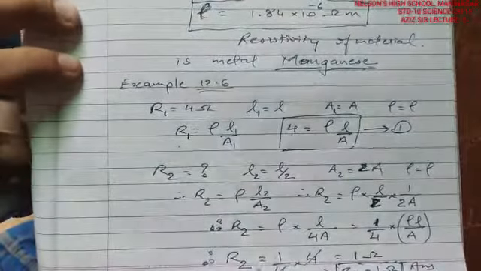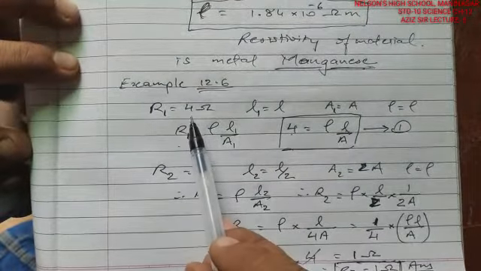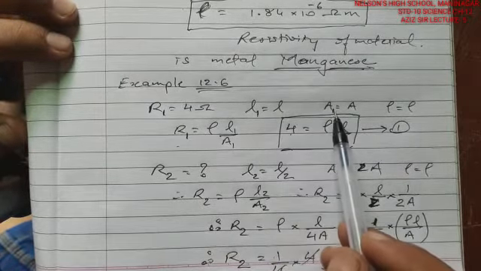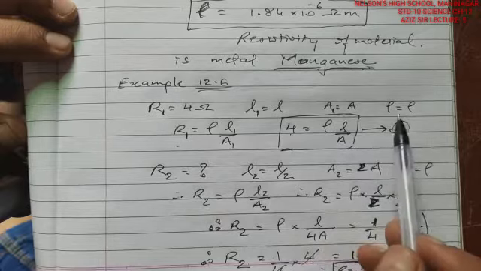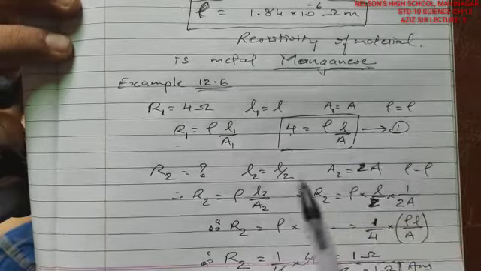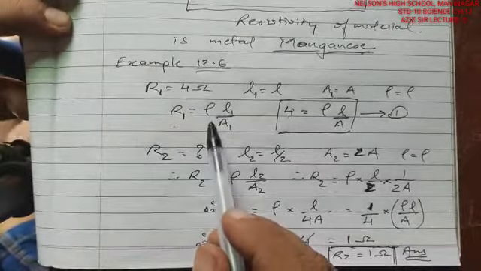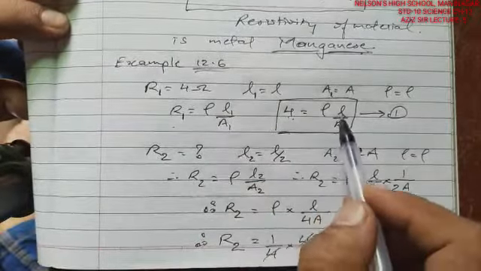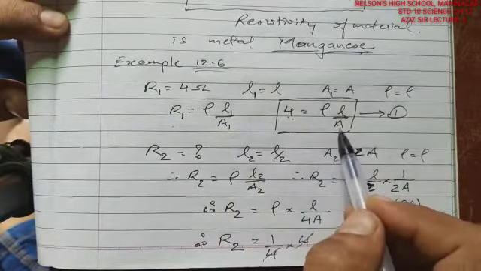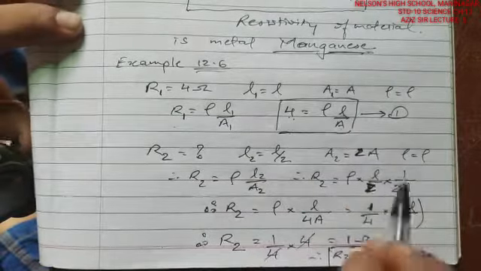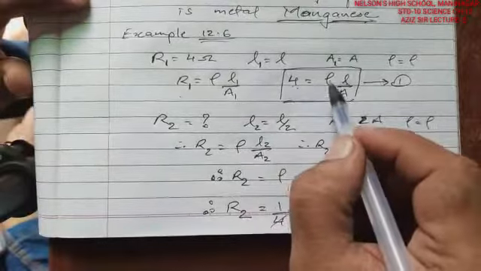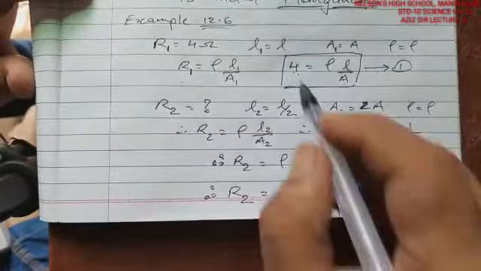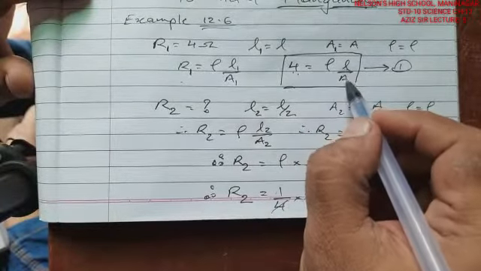Now again I am just explaining. Initially we took 4 ohms. L1 is given as L, A1, the cross section area, is A, and the resistivity of the same material is rho. Now R1 is rho L1 upon A1, so 4 ohms. Because they are changing the length for the same material, the resistivity is not going to change. So equation 1 gives 4 for resistivity, length and area.